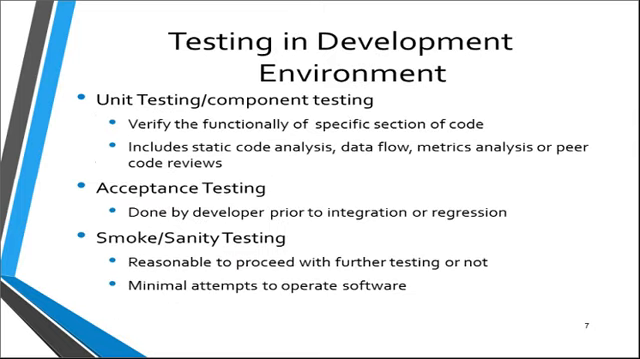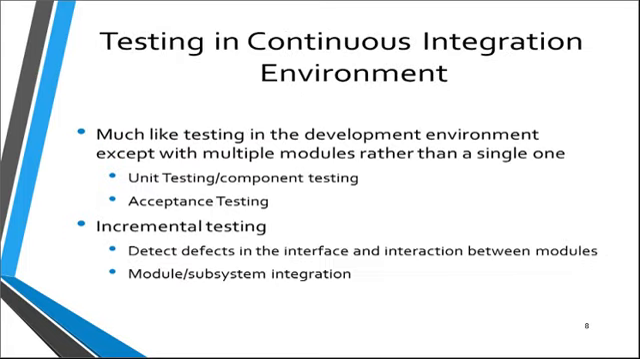In the development environment, the testing was intended to verify the functionality of a specific section of code, and acceptance was done by the developer, and there were various levels of acceptance. In the continuous integration environment, it's much like testing in the development environment, except that it's done with a complete system rather than a single unit.